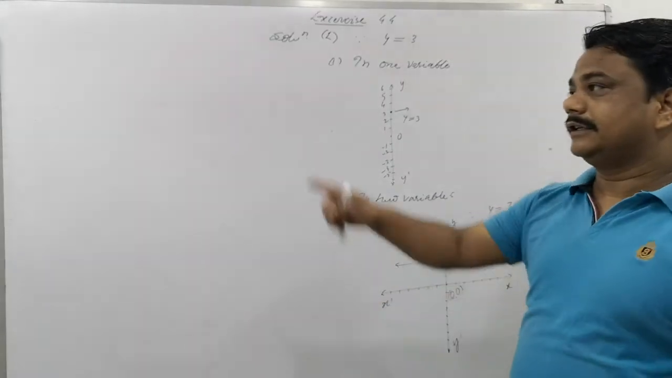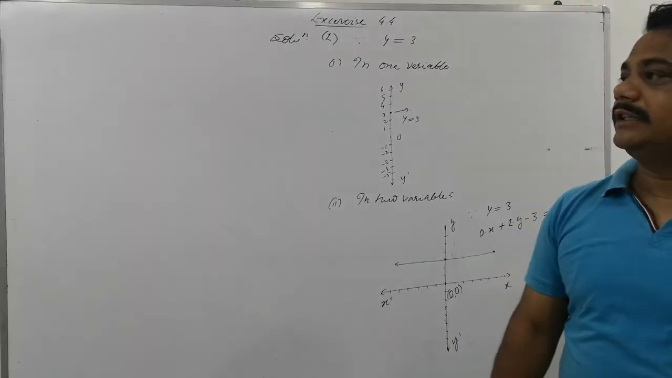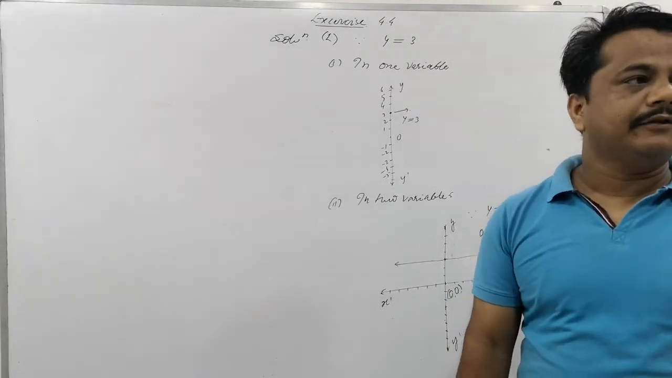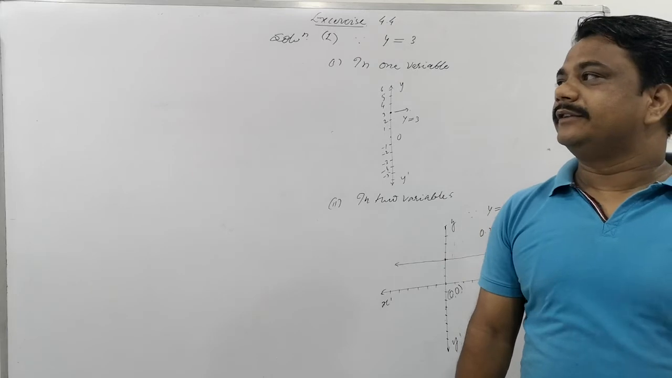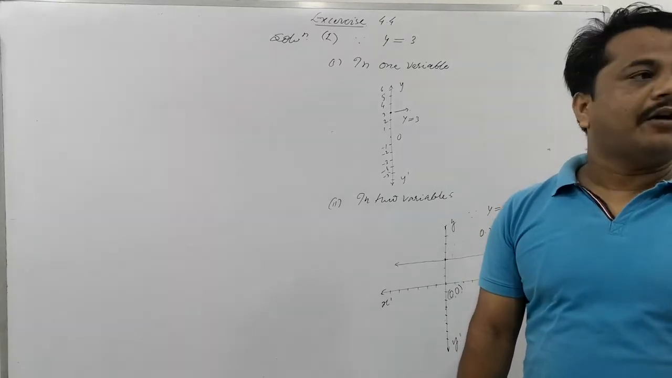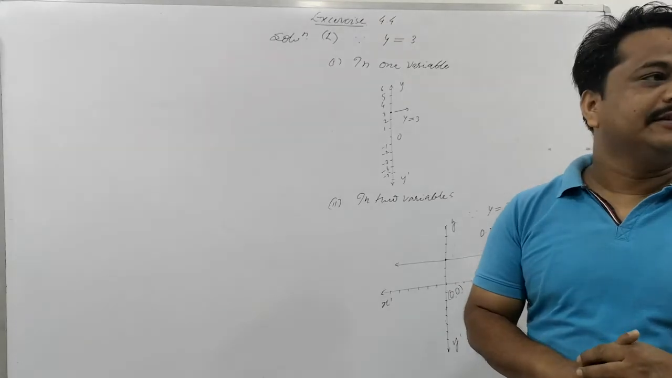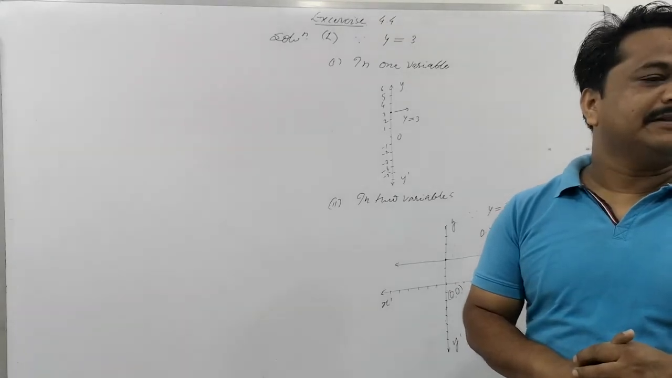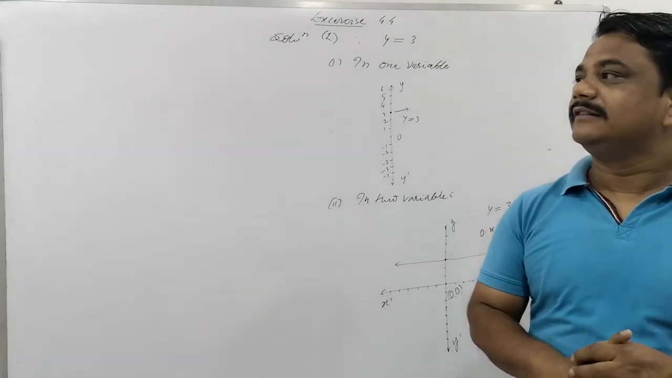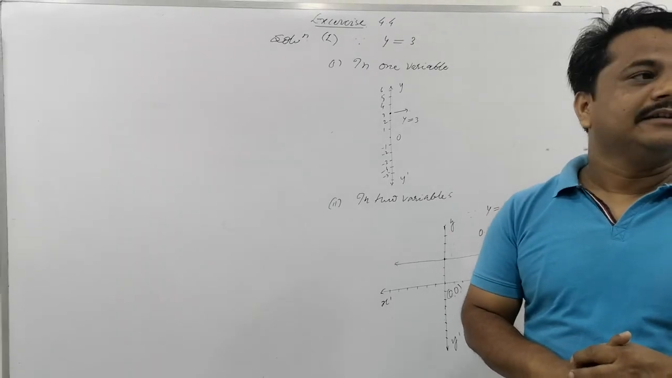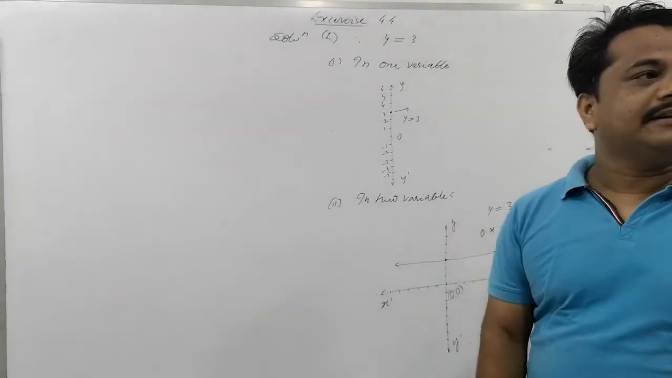Done? The second question you can also do. Exercise 4.4, question number two: give the geometrical representation of 2x + 9 = 0. We will solve the equation. Can you write that? 2x + 9 = 0. You will do the same with this. Is that clear?